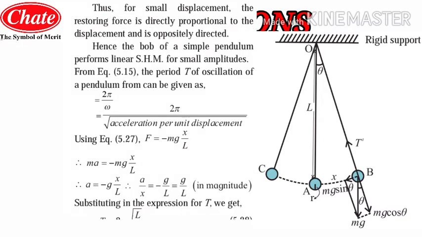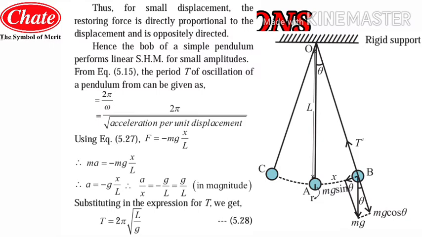Now students, thus for a small displacement, the restoring force is directly proportional to the displacement, and it is oppositely directed. That's why the force is directly proportional to minus x. Minus x indicates the opposite direction. Hence the bob of a simple pendulum performs linear SHM for small amplitudes, from the equation which we have derived.